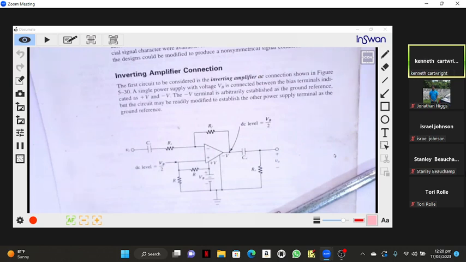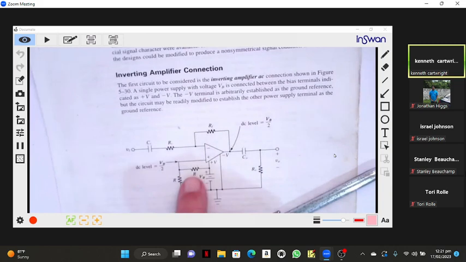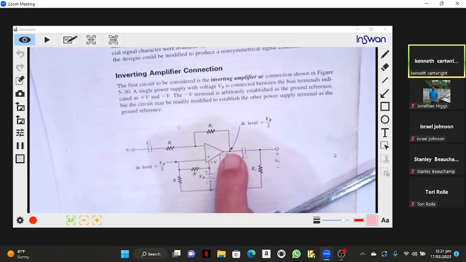Let me try this again. If there's DC voltage now on this output lead... If we have two supplies, there is no DC voltage. There is DC voltage now on this output lead because we're only using one supply, and we got half of that supply on the output lead.